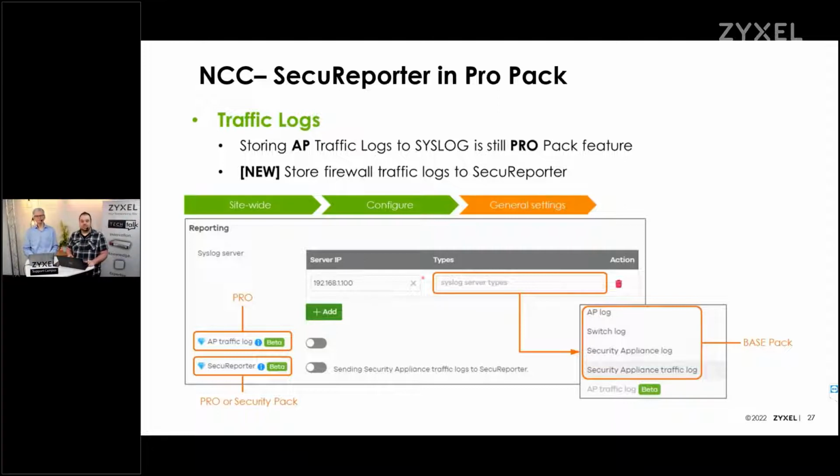But in case you want to use SecuReporter and get the files in PDF format, easily downloadable and automatically sent by email, then you now need only the Pro Pack or Security Pack. And if you do not have a gateway device, no firewall in place, then you can also use the AP traffic log with a Pro license, which generates this kind of logs on the access point and also sends them to your email address, for example.